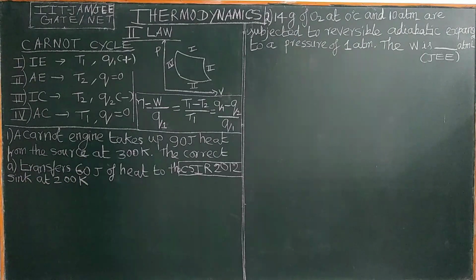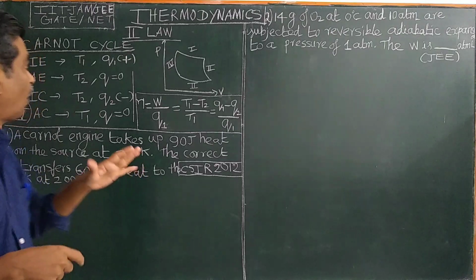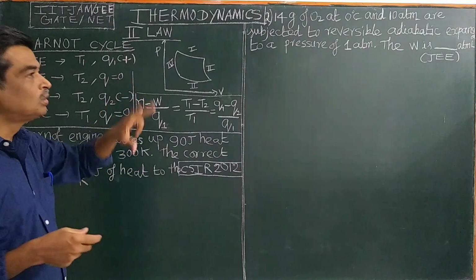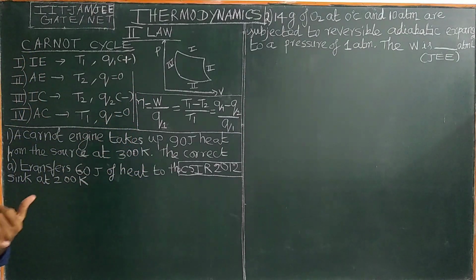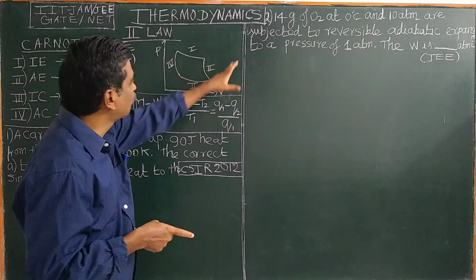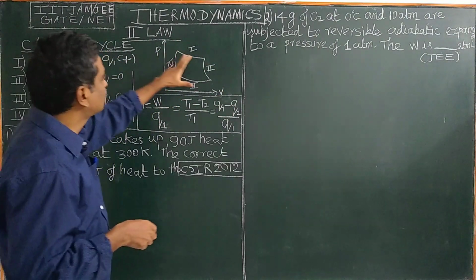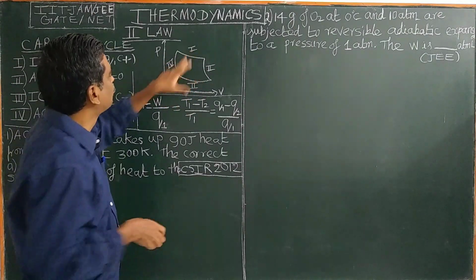Unless you watch the videos of the fundamentals, you cannot solve the problems. So let us now see what the Carnot cycle is. As I said, the Carnot cycle is based on isothermal expansion, adiabatic expansion, isothermal compression, and adiabatic compression. This is the graphical representation of the Carnot cycle. There are 4 steps involved.